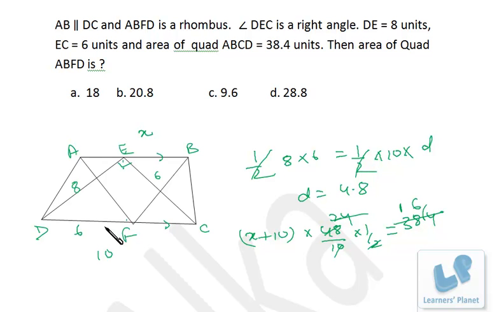Now since this is a parallelogram, what is the area of a parallelogram? That is base into altitude. Now the base is 6 over here and the altitude is 4.8, because the altitude of ABCD and ABFD will remain the same. DF is 6 because all the sides of a rhombus are equal, so AB will be equal to DF, that is X is equal to 6, right? So base is 6, altitude is 4.8, so 6 into 4.8, a bit less than 30, so that's 28.8. So this way you can do this problem easily.